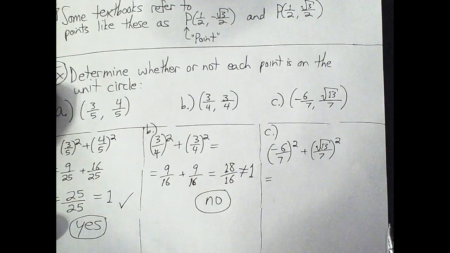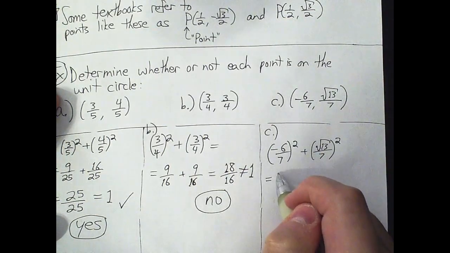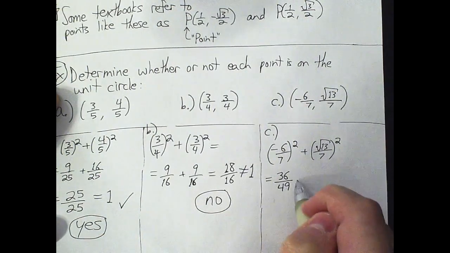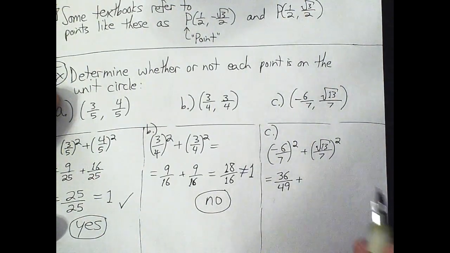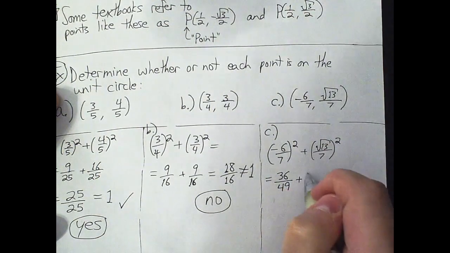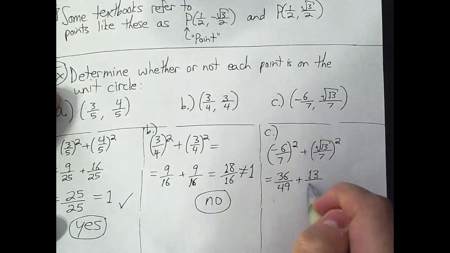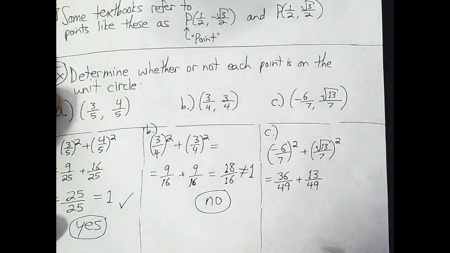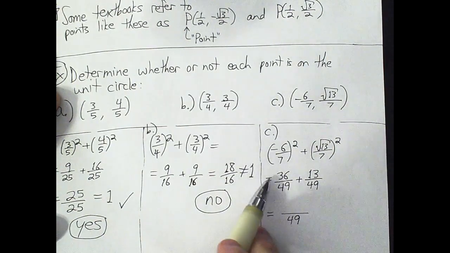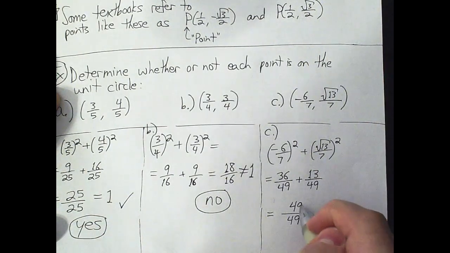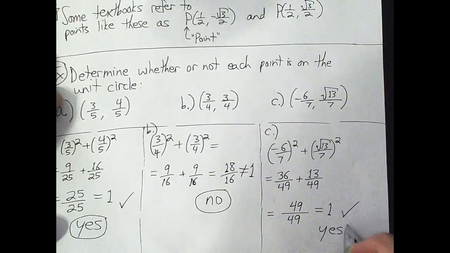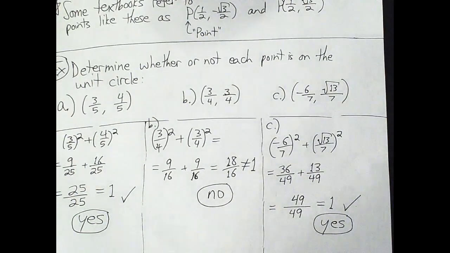So when you square the top, -6 squared is positive 36, and 7 squared is 49. When you square the top and bottom of the other piece, the square root of 13 squared is 13, over 7 squared, which is 49. This is a common denominator, so we can add it up and make one fraction. 36 plus 13 is 49, exactly. So this does exactly equal 1, and the answer is yes, that point is on the unit circle.